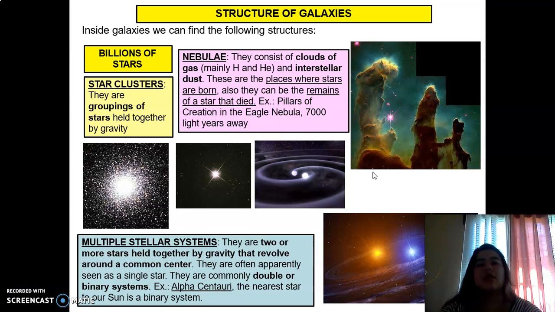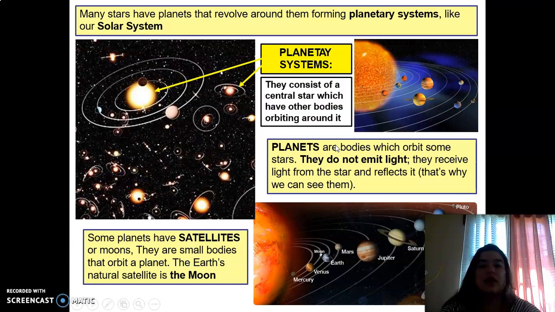7,000 light years away. A multiple stellar system has two or more stars held together by gravity that revolve around a common center. They are often apparently seen as a single star, but they are commonly double or binary systems. For example, Alpha Centauri, the nearest star to our sun, is a binary system. Okay, and this is the structure of a galaxy.